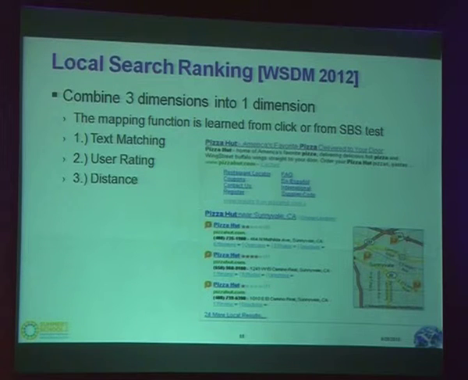Which means given a local query, we need to consider good text matching, put the high-rated results at the top positions, and also consider the appropriate distance. So how do we combine different dimensions into one dimension? We formulate the problem as learning with multifaceted preferences.